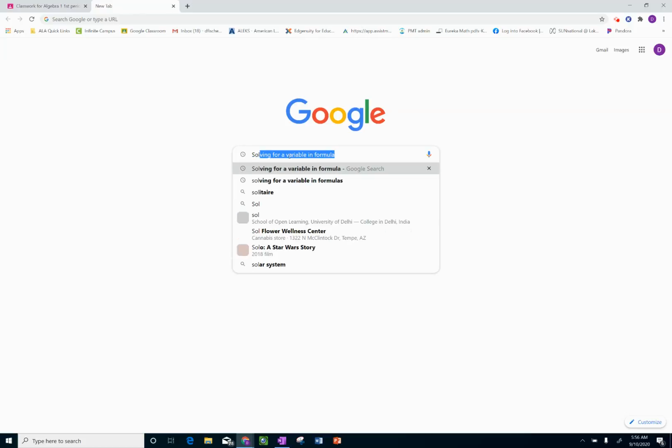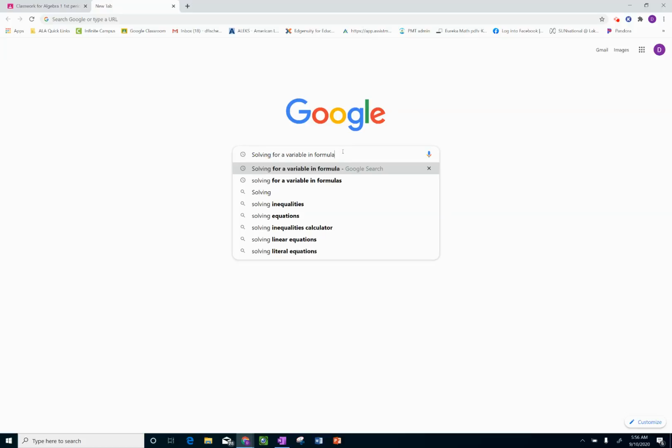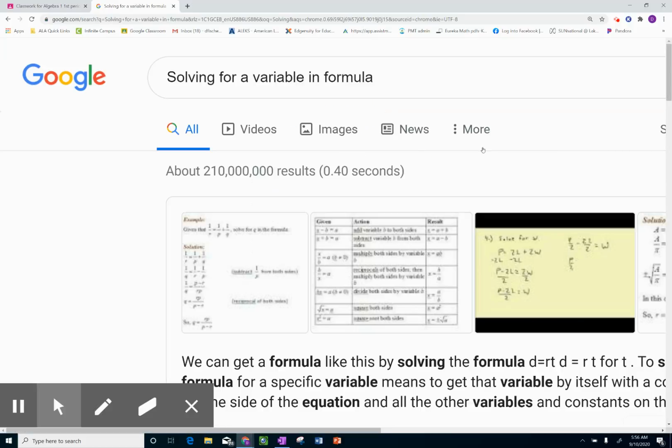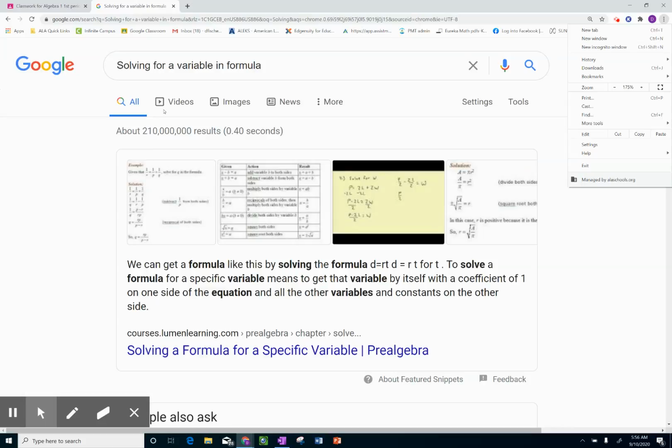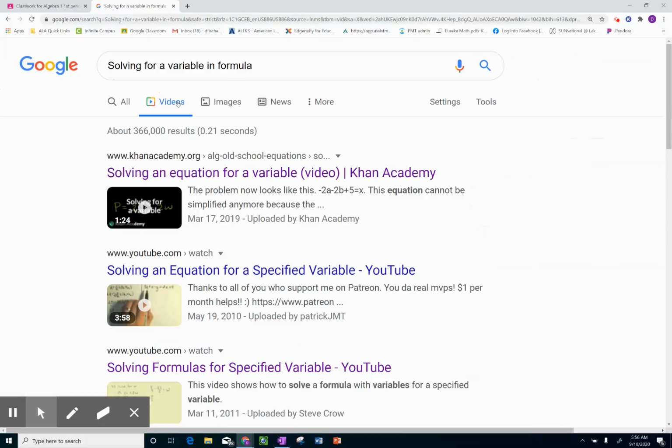So today we have solving for a variable in a formula, and you can see I already did a little search. That's what the study guide says today. If you go there and just do a Google search, you get all kinds of things that will help you. Get this down to where it's video. Clicking on the videos is even better.